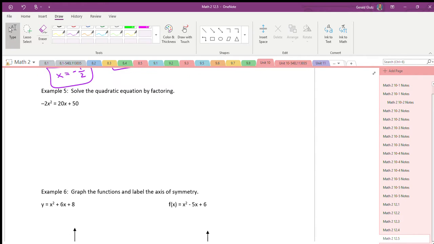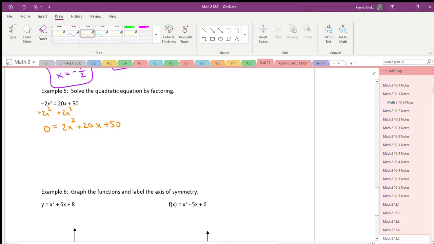All right, so example 5, I have to solve the quadratic equation by factoring. First thing I'm going to do is set one side equal to 0. I'm just going to add 2x squared to both sides because that'll be quicker. So now I have 0 equals 2x squared plus 20x plus 50.